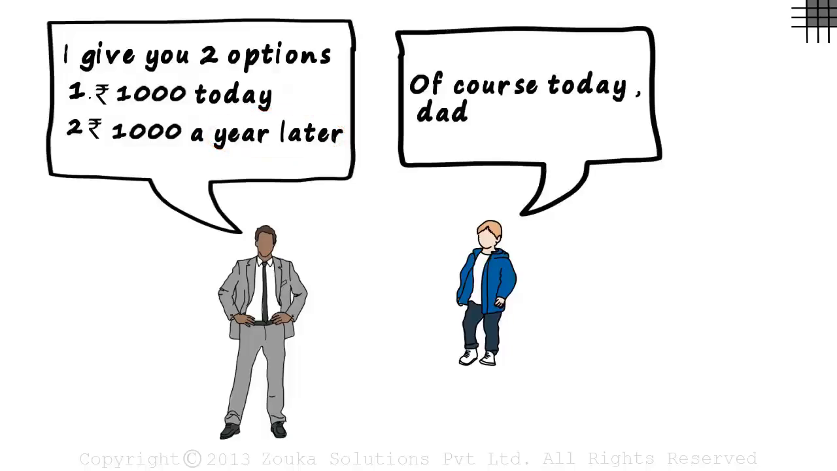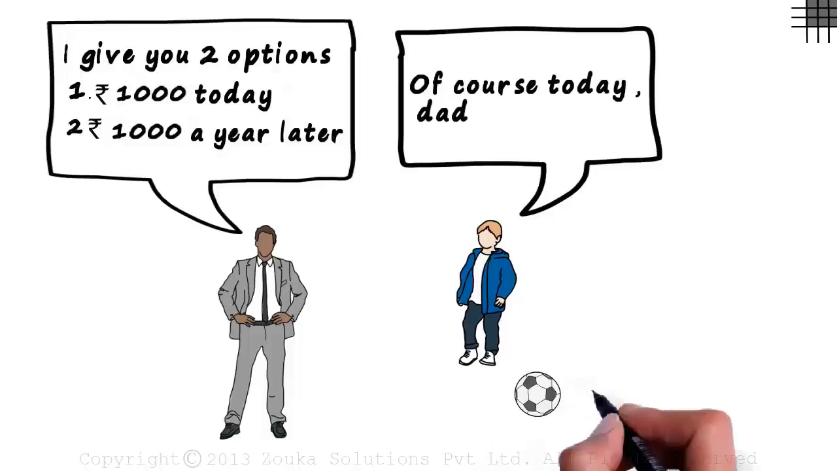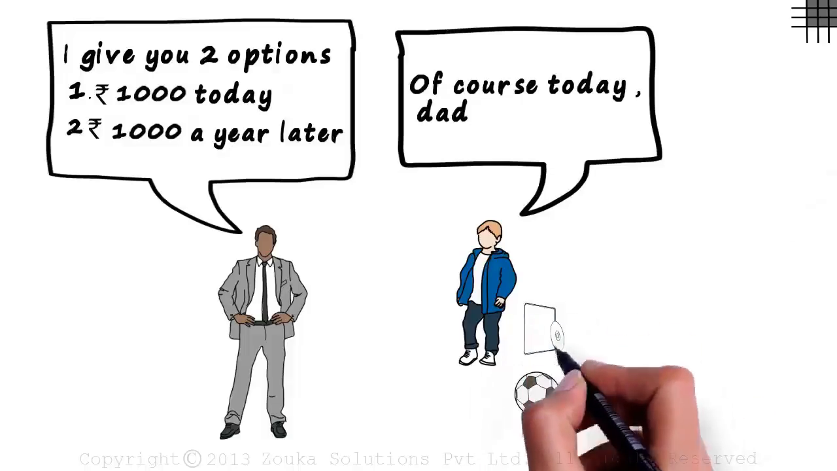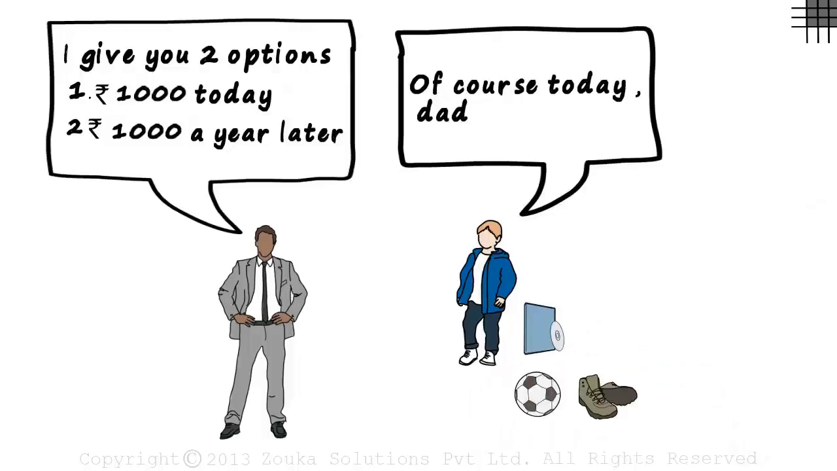Why did Gaurav want the money today and not a year later, even though it's the same amount? It's simple. He thinks he can spend the money this year. He can buy a football or nice shoes or a PlayStation game with that money and enjoy himself this year. And who knows, his dad might even change his mind a year later. So why wait for another year?